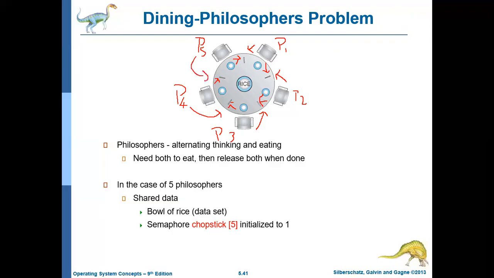None of them is going to release their left chopstick until they get their right chopstick. Okay, so what will happen, they will keep on waiting. So this problem is called deadlock. They will keep on waiting, and the system will come to a lock state.